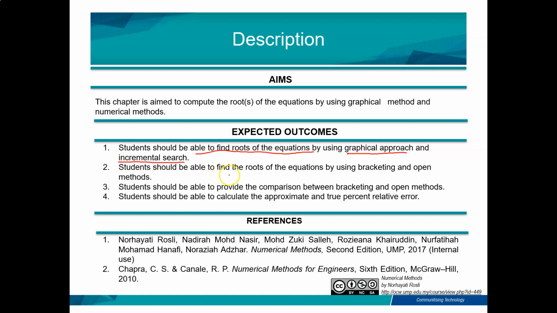And next, you need to know how to find roots of equations by using bracketing and open methods. Also, you should be able to provide a comparison between bracketing and open methods, and you need to relate this topic with chapter 1, where you need to calculate the approximate and true percent relative error that you have learned in chapter 1. So all these are the outcomes for this topic.